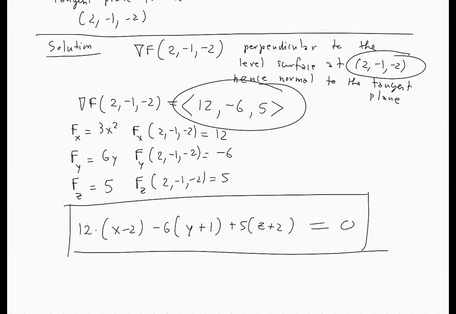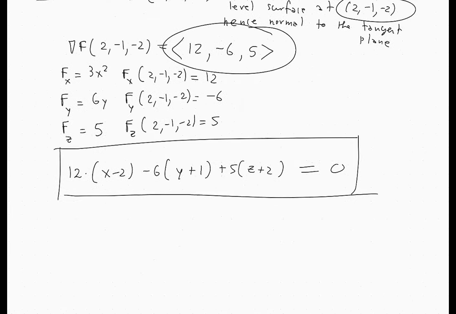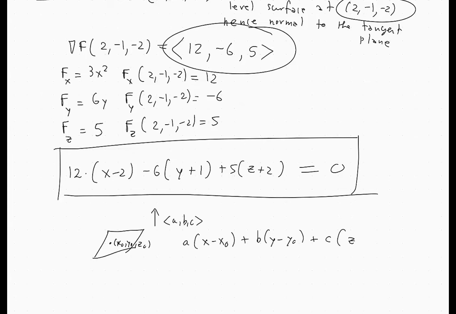Okay, so what we just used is the fact that if you have a plane that contains the point (x naught, y naught, z naught), and a perpendicular vector to that plane is given by (a, b, c), a normal vector as we say, then the equation of the plane is a times (x minus x naught) plus b times (y minus y naught) plus c times (z minus z naught) is equal to 0. Okay, this is just a reminder.